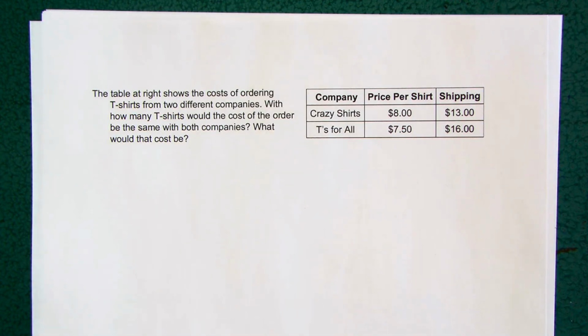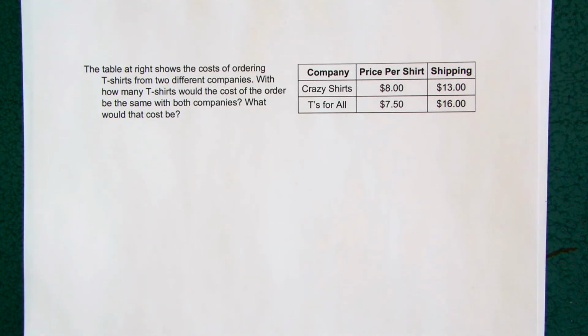All right, I want to go over a couple word problems with you as far as getting these set up. So it says the table at the right shows the cost of ordering t-shirts from 2 different companies. With how many t-shirts would the cost of the order be the same? With both companies, what would the cost be?